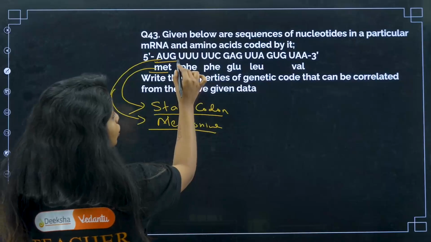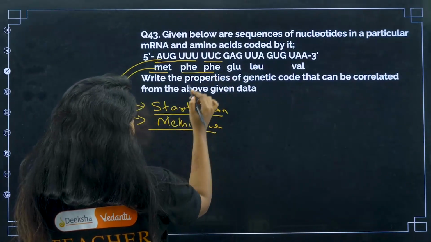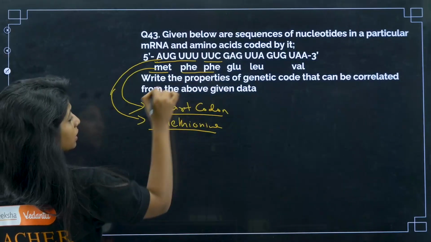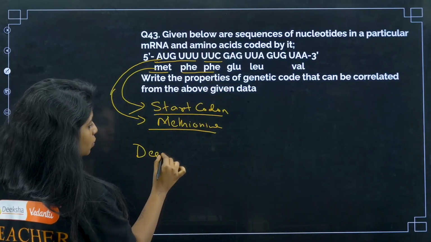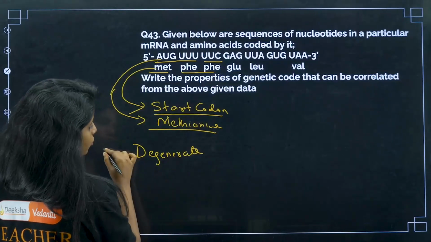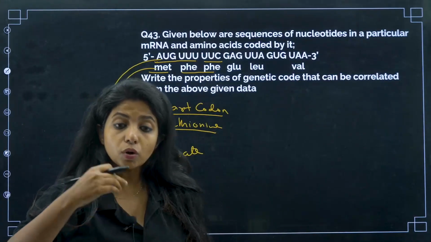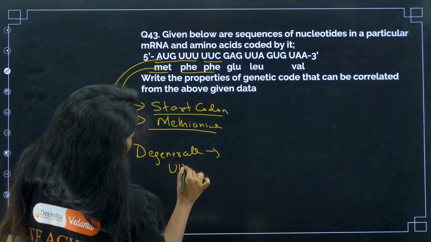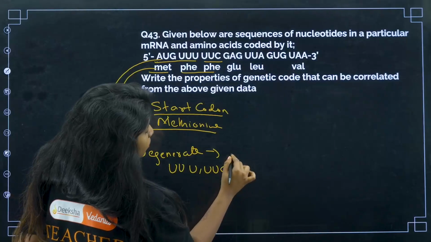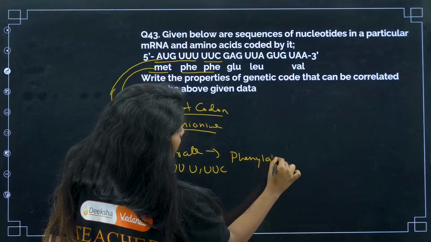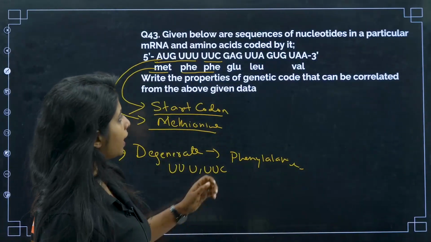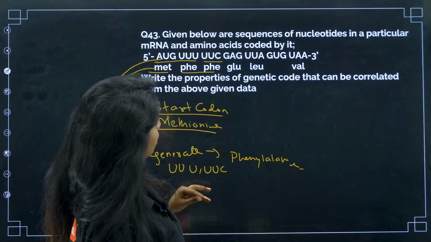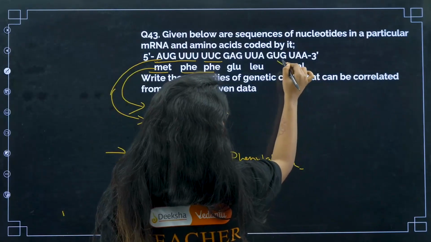Apart from that, if I talk about UUU and UUC, they are different codons, but still they are coding for phenylalanine. This property is known as the degenerate property of codons, where different types of codons are coding for the same amino acid. Over here you saw UUU and UUC, both of them coding for phenylalanine. Now, if you go ahead, what is being missed over here?